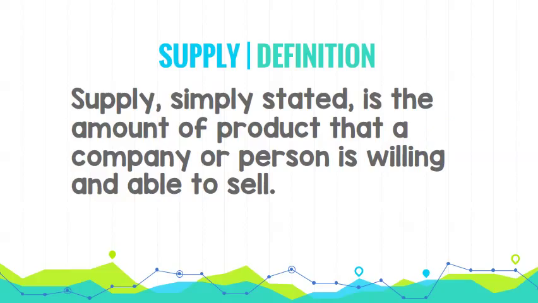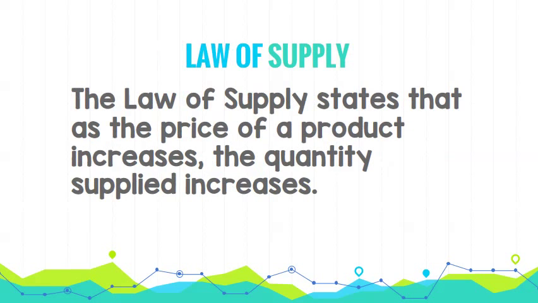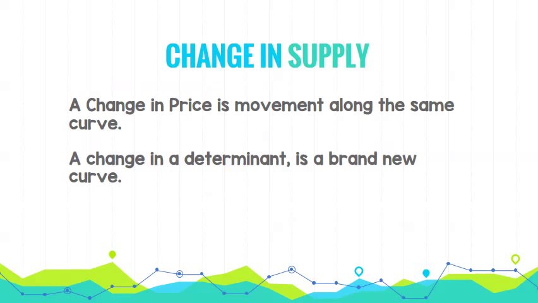Now that we've gotten that out of the way, just a refresher, you guys should already have this down: supply is simply the amount of product that a company or a person is willing and able to sell. The law of supply states that as the price of a product increases, the quantity supplied also increases. That's an important concept to remember.